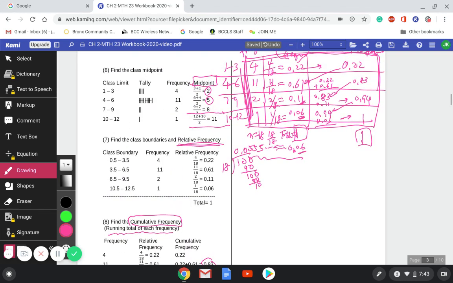And then the way you draw the histogram is for the x-axis, you write down the class boundary, and for the y-axis, you write down its frequencies.